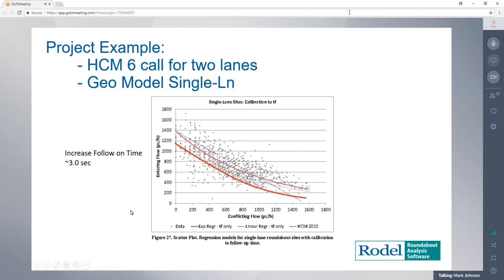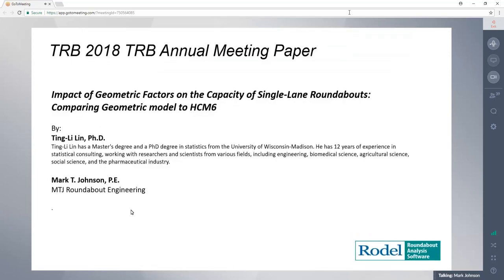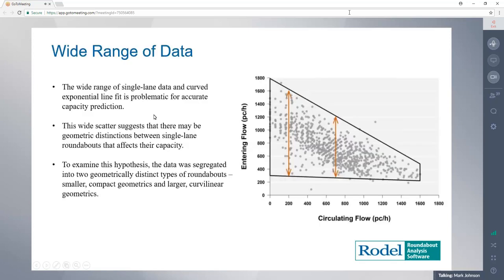So there are the different types of roundabouts. We wrote a paper, and I worked with a statistician to look more closely at this issue. This paper will be available here shortly. It was submitted and accepted for the TRB annual meeting.